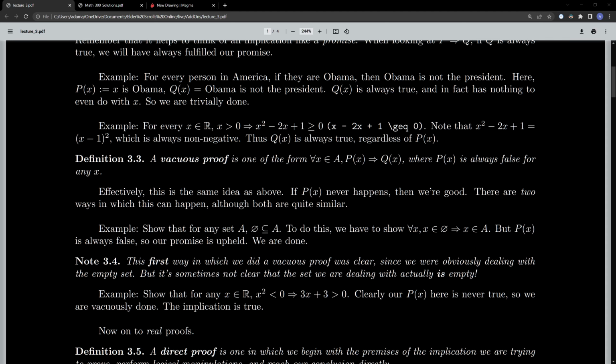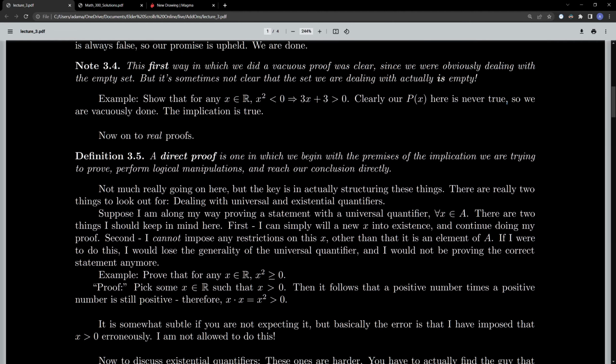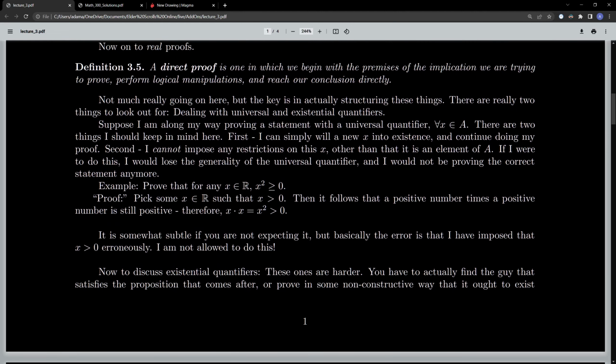Okay, let's continue. Direct proof is like the first kind of actual proof. And this is basically what we did in lecture 2 when we were talking about subsets. So we begin with the premises, we do something, and then we reach our conclusion directly. So there are no other really tricks. We're just doing logical manipulation.